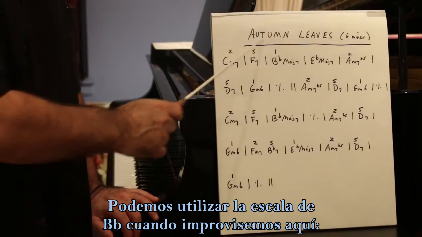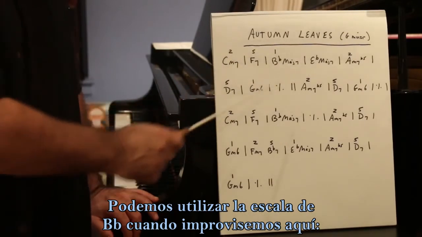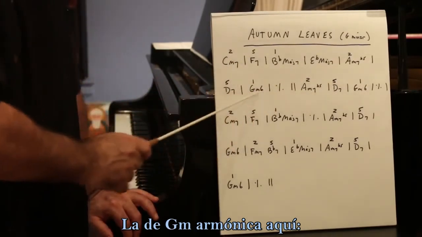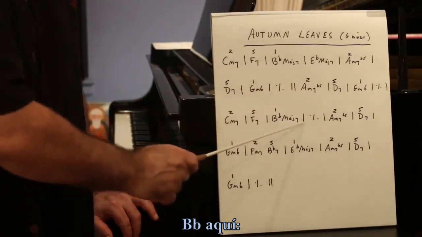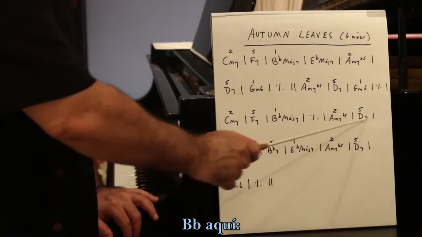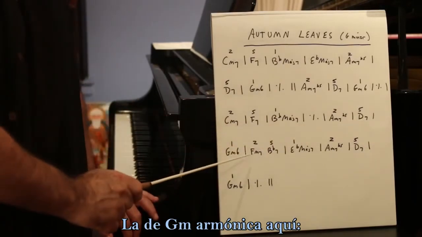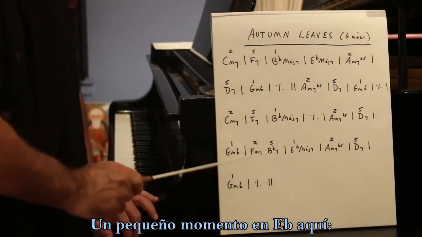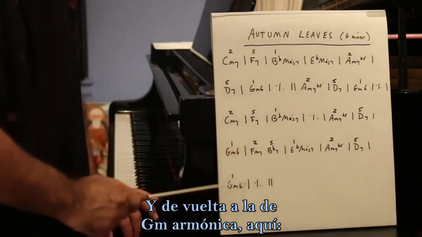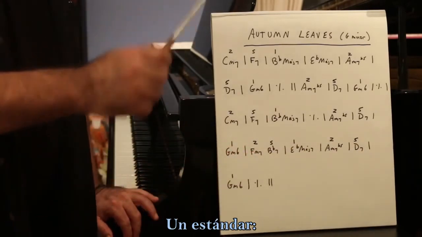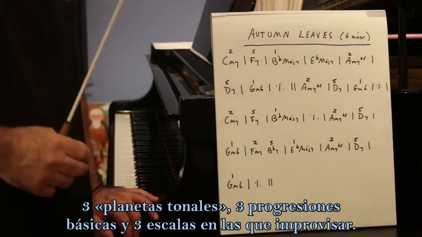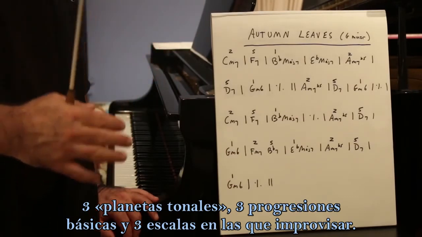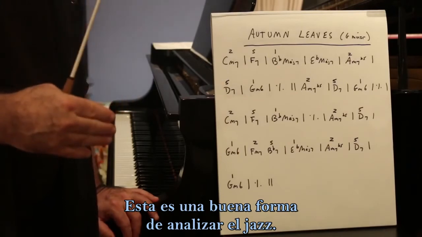So we can use a B flat scale when we're improvising here, a G harmonic minor here, a G harmonic minor here, B flat major here, G harmonic minor here, a slight change to an E flat here, and back to our G harmonic minor. The whole tune: 3 key planets, 3 basic progressions, 3 basic scales to improvise on. This is a great way to get going with jazz.